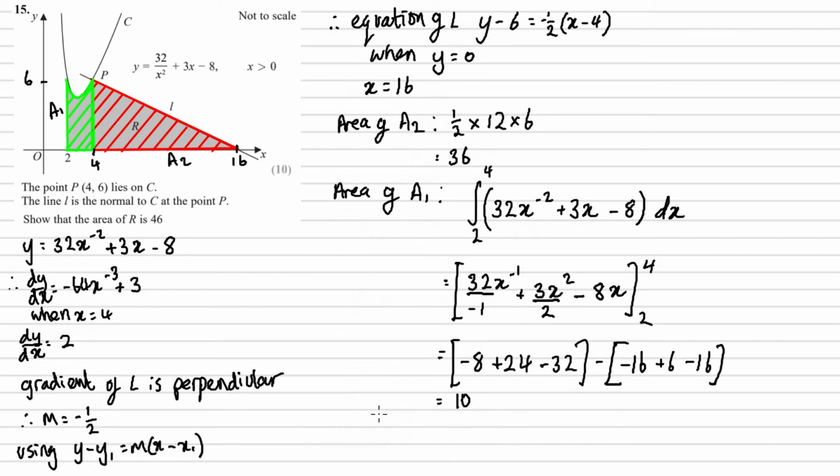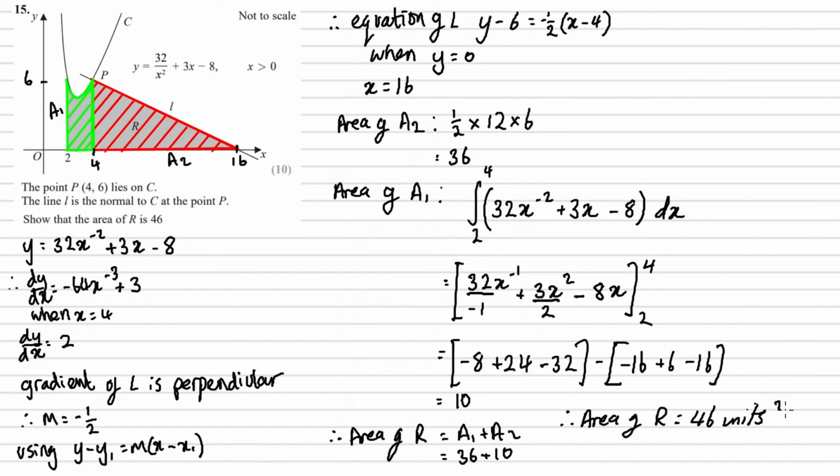Okay, now to find the area of R, we therefore say area of R equals A1 plus A2. So that's 36 plus 10. I'm just running out a little bit of space here, so I can just write out the answer here. I'm going to say the area of R is 36 plus 10, which is 46. Okay, and if you like, you can just write units squared, because we know that this is an area.